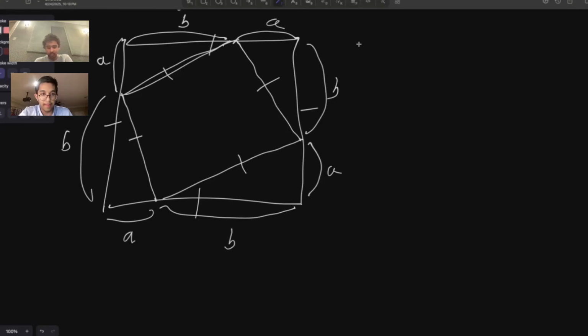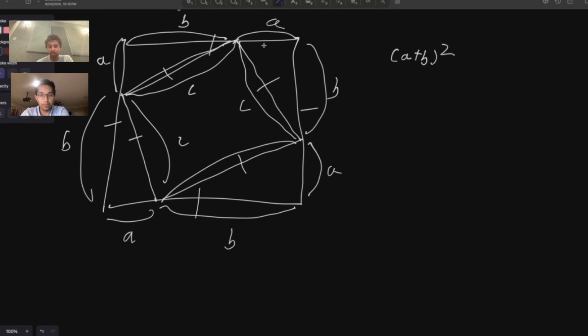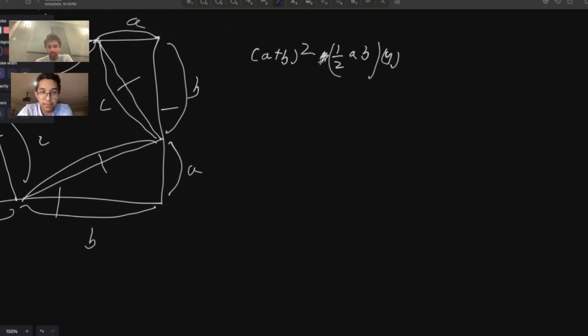So, what we can do, also I'll call this hypotenuse on the inside C for each of these right triangles. So we know that (A plus B) squared is equal to, what's the area of this one triangle? Half AB. Yes, plus half AB. And how many triangles are there? 4. Yes, 4 identical triangles.